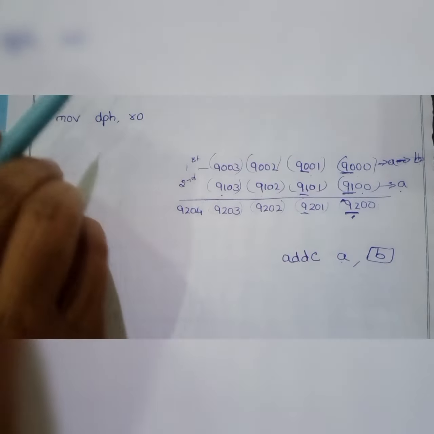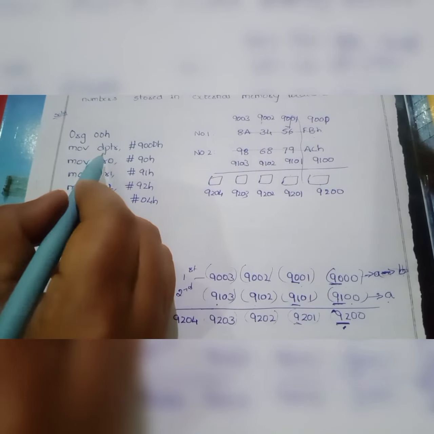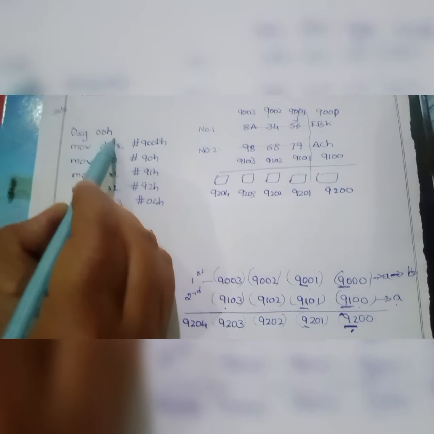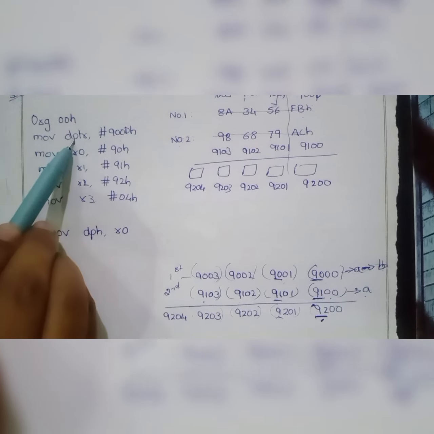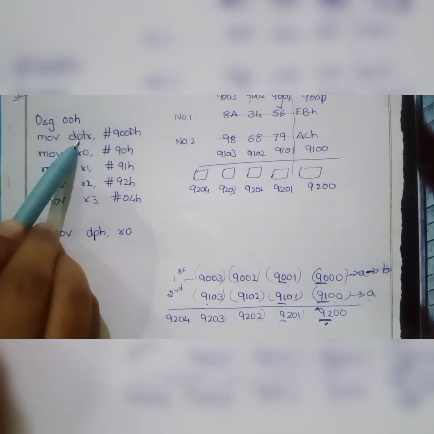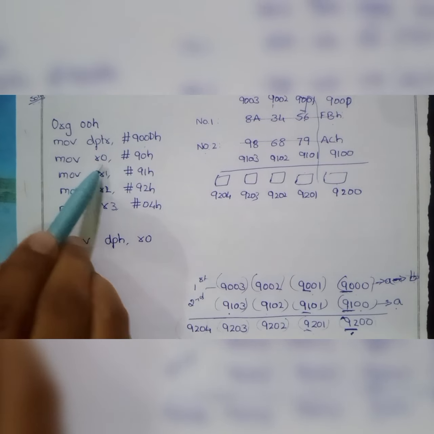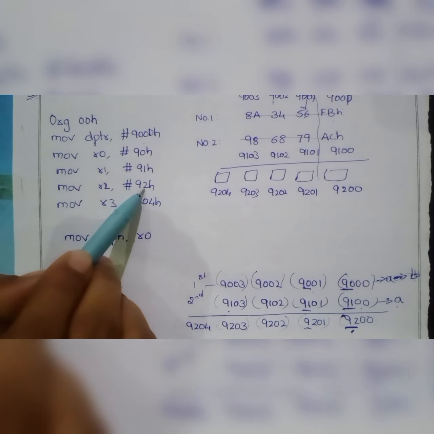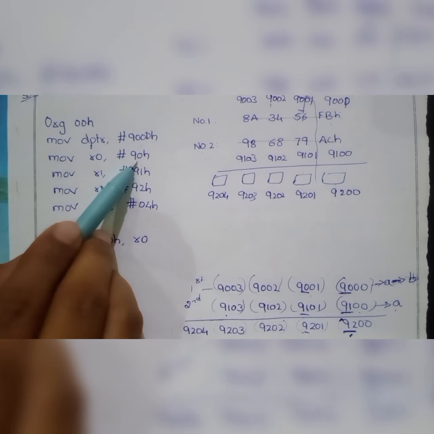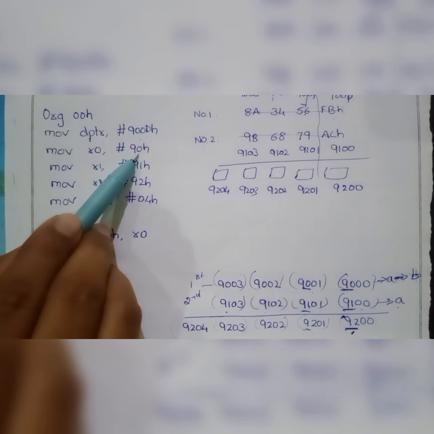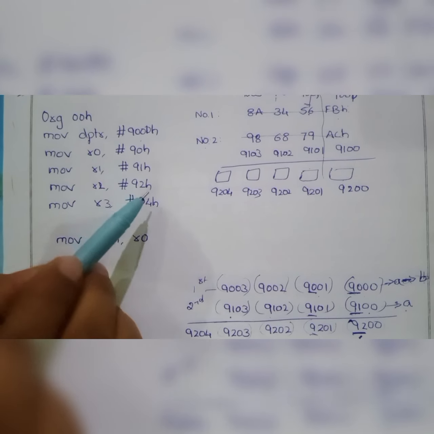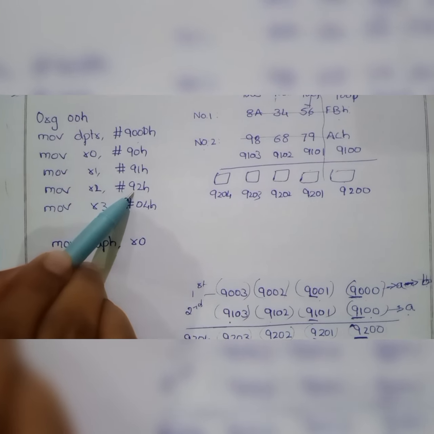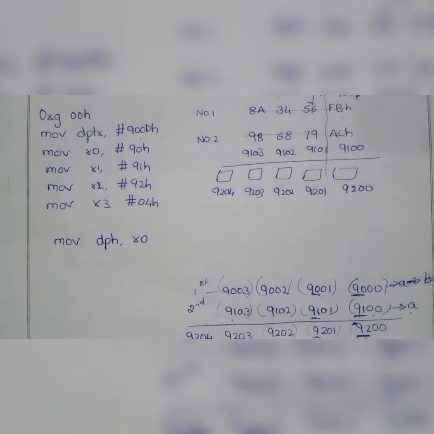To begin with, we shall start writing the program with the instruction ORG 00H. As the address we initially considered is 9000, I'll copy the address 9000 into the DPTR. Now 90 into the register R0, 91 in the register R1, 92 in the register R2. What is 90 here? The higher byte of the initial address of the first number, the higher byte of the initial address of the second number, and the higher byte of the initial address of the result.